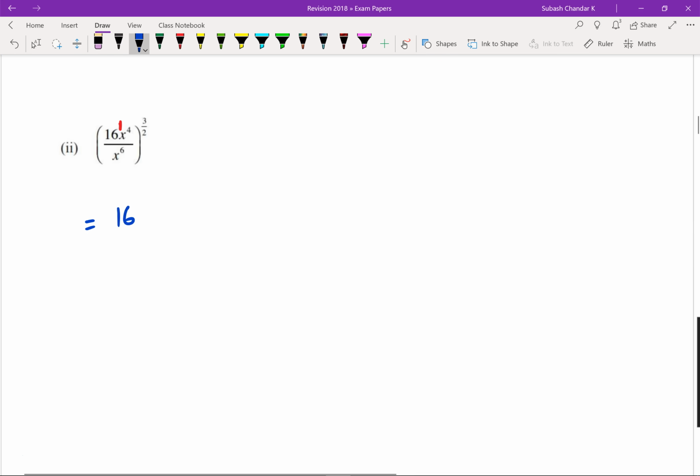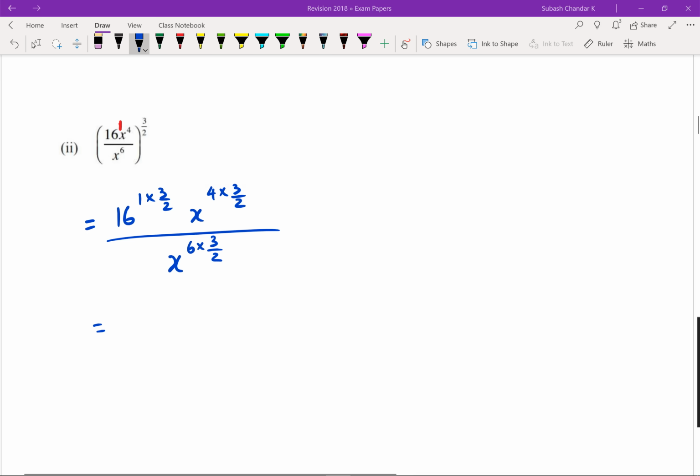So for example, you're going to get 16 to the power of 1 times 3 over 2, x to the power of 4 times 3 over 2, and that whole thing is divided by x to the power of 6 times 3 over 2. Now, there's more than one way of how to do this particular problem, guys. So I'm not going to cover all the methods. I'm just going to show you guys one of the methods here. Now you got 16 to the power of 3 over 2.